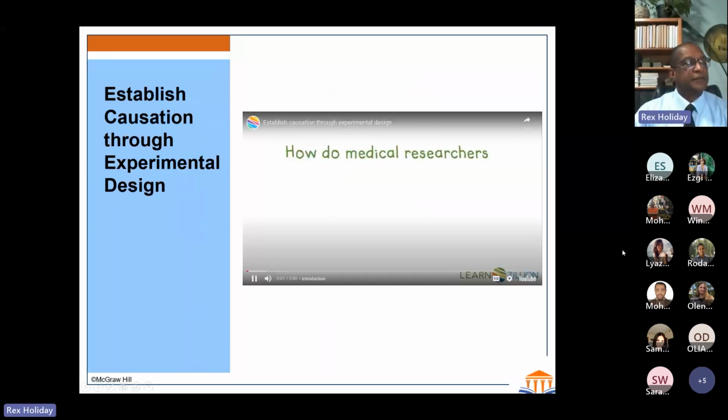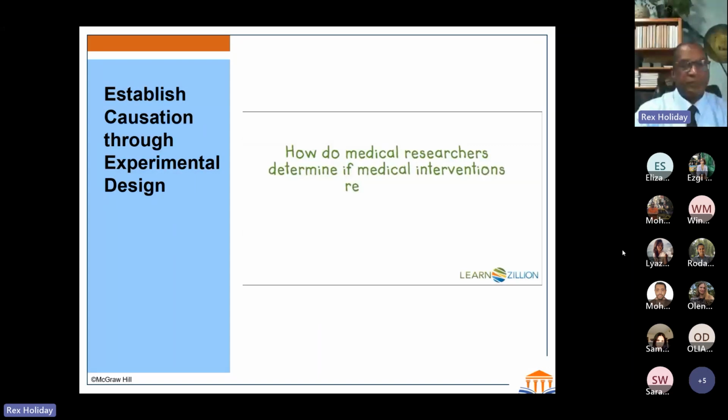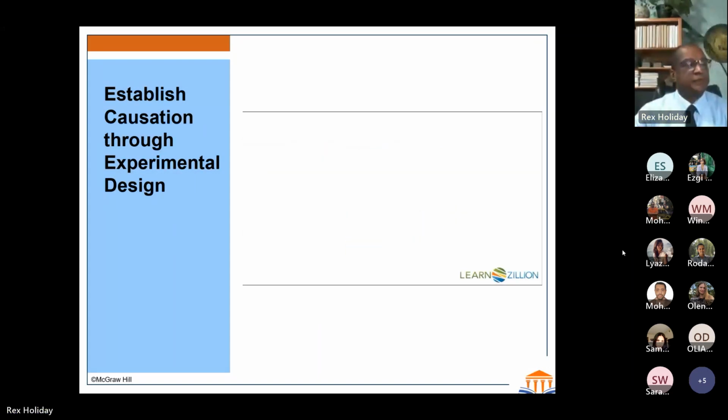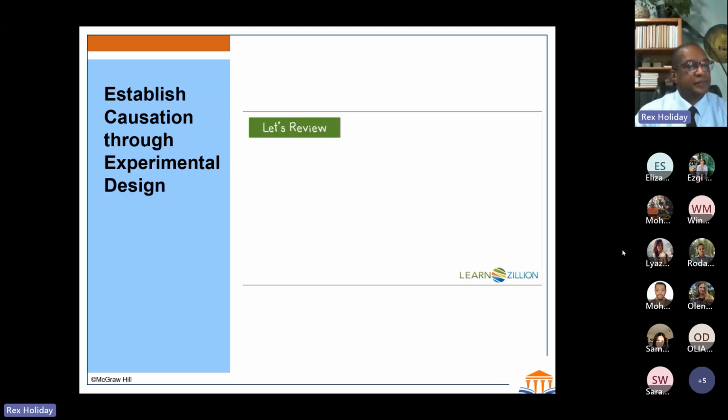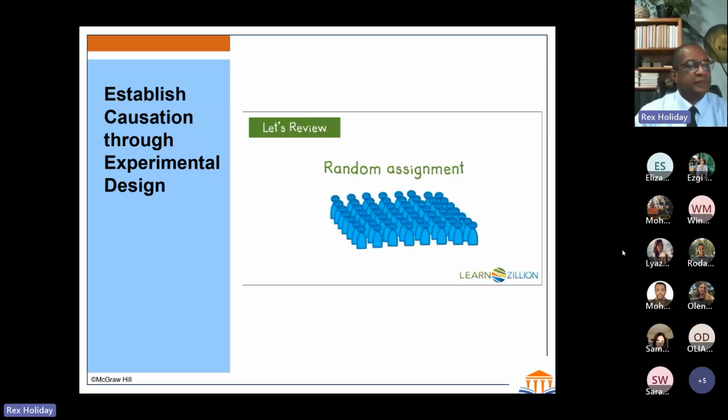How do medical researchers determine if medical interventions really work? In this lesson, you will learn how to establish causation by using a well-designed experiment. Let's review. A while back, you learned about random assignment. When individuals are randomly assigned to treatments, it means that each of the individuals in the study has an equal chance of being selected for treatment. Randomization is important because it helps us isolate the effects of a single variable. One way to randomly assign individuals is to put all of their names into a hat, mix them up well, and pick out a predetermined number of names.